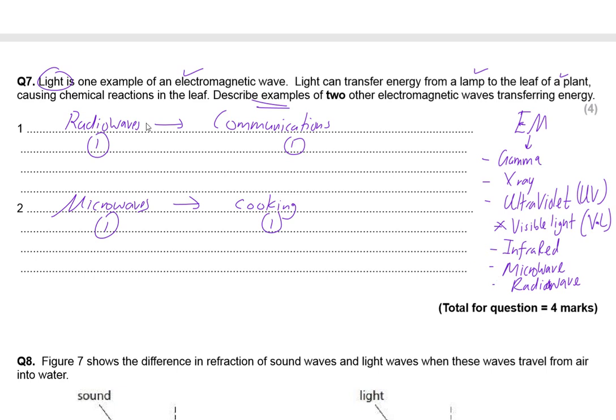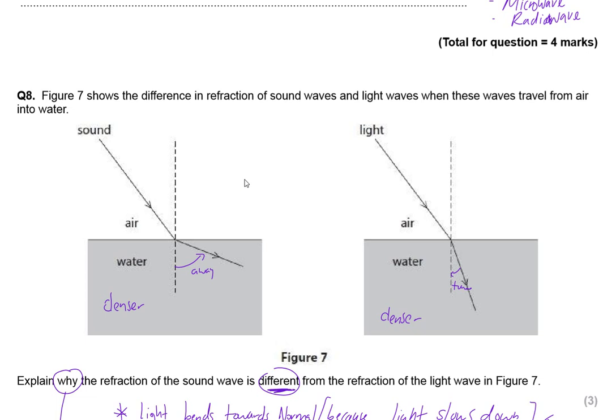Now what I've done is the easy stuff. Light has already been given to us, so we cannot mention light again. Visible light is gone, so I've selected the easy ones. Radio wave, that's one mark. What do we use it for? We use it for communication. That's the second mark. Microwave, that's the third mark. What do we use it for? We use it to cook. This is the fourth mark. How easy it is.